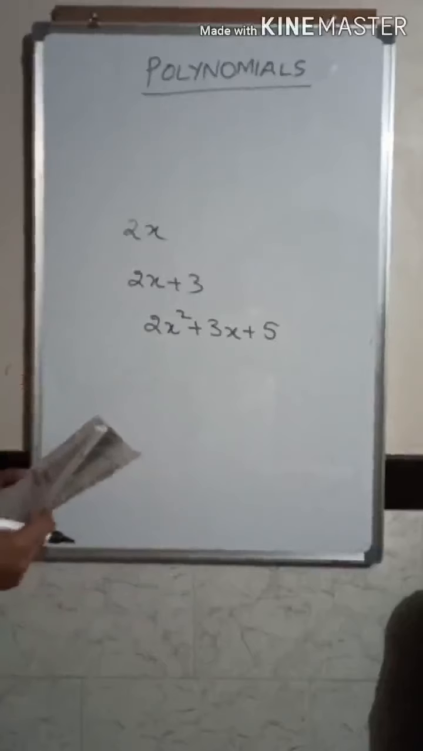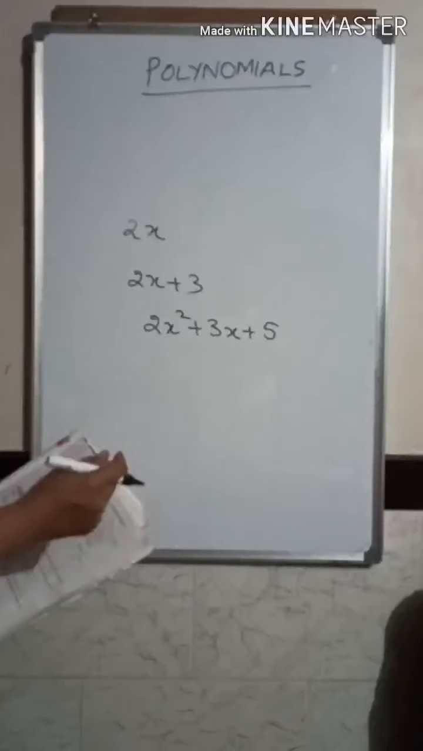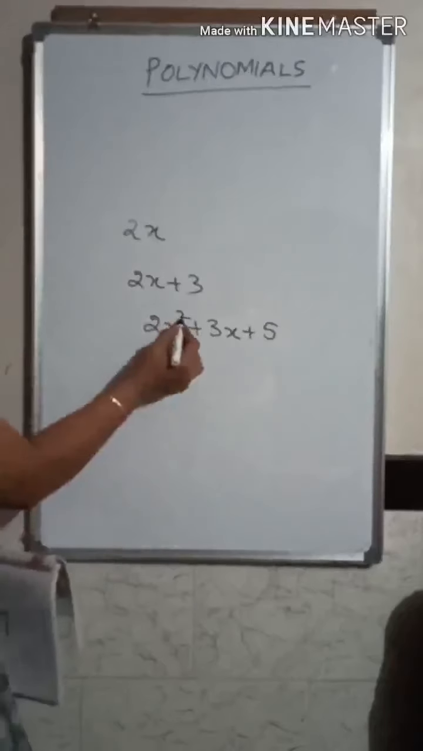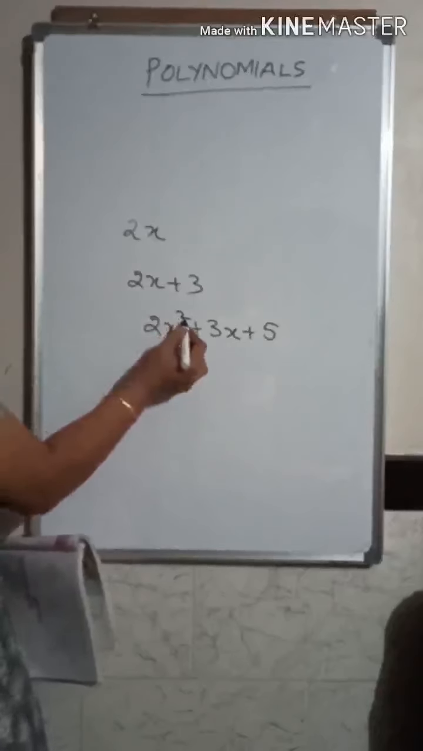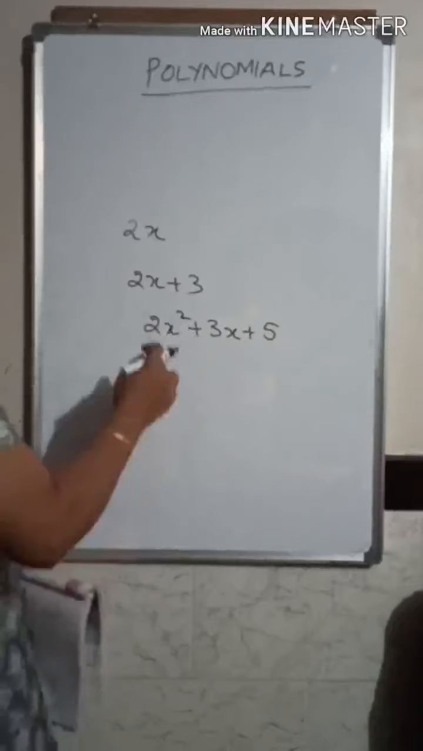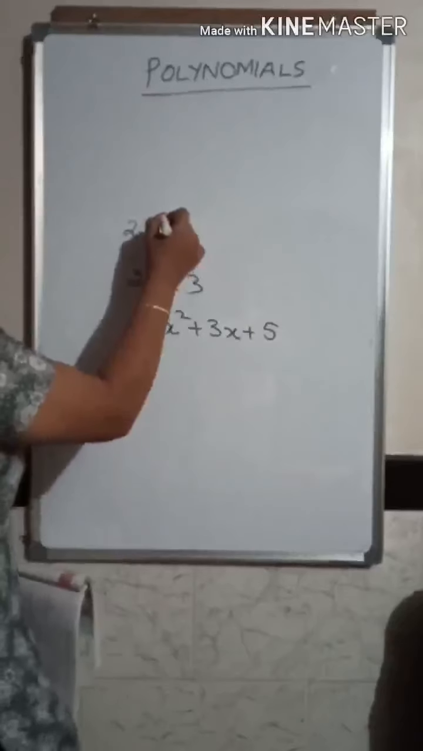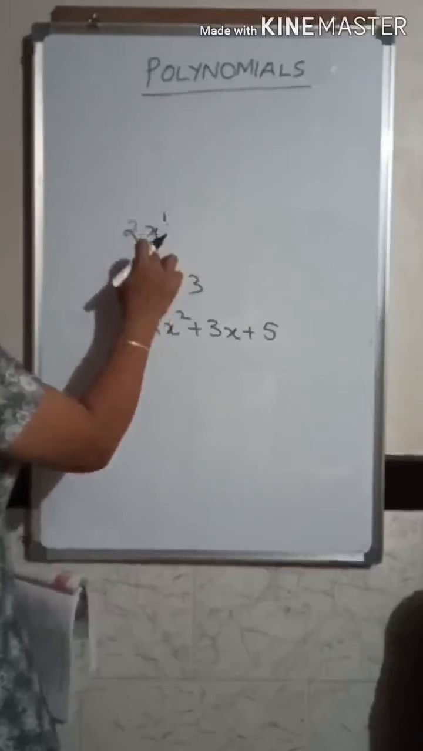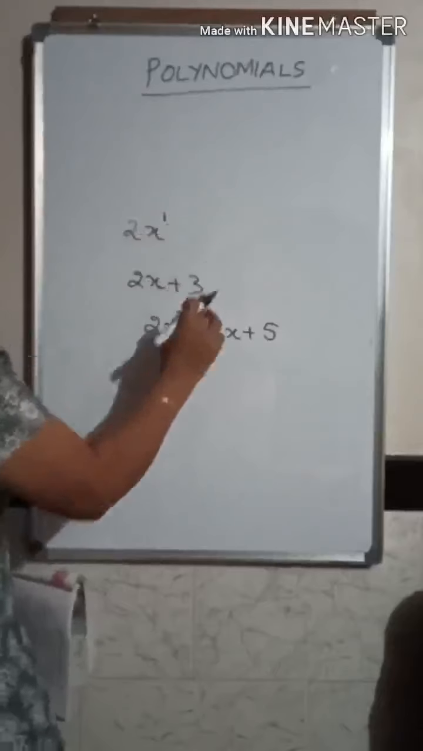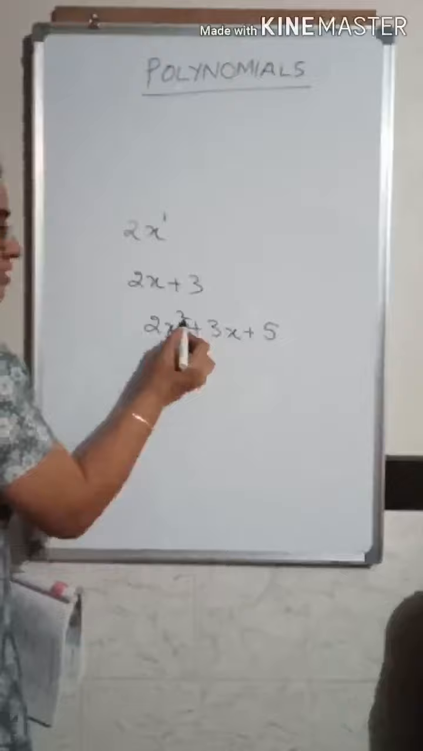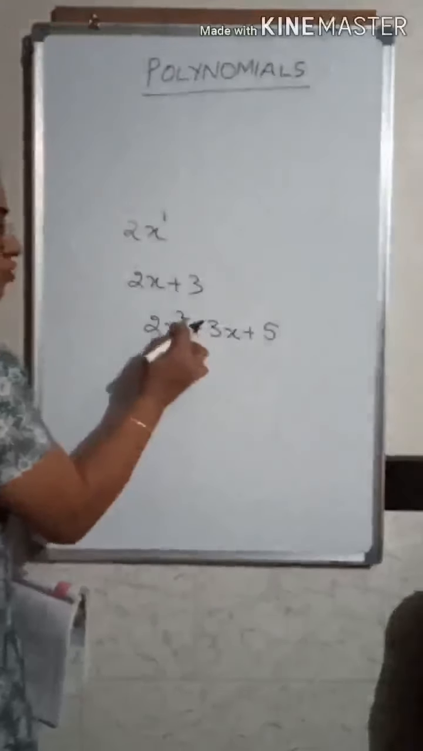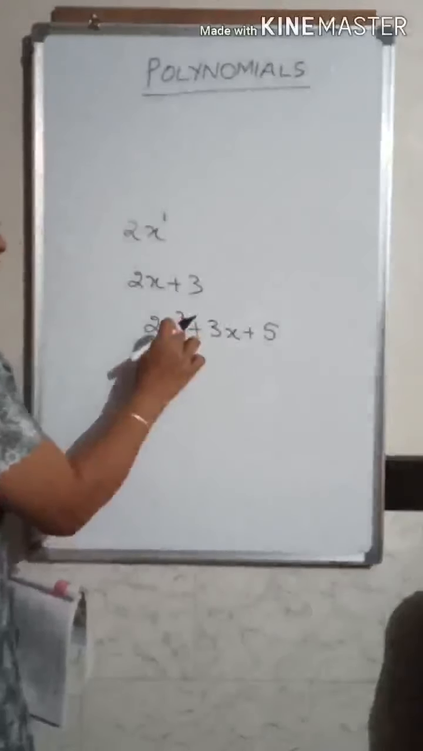Now next, what do you mean by the degree of a polynomial? The degree of the polynomial is the highest power of the variable. Whichever is the highest power of the variable, that gives you the degree of the polynomial. Now here, if there is no power, that means it is 1. So the degree of the polynomial here is 1. Now here you have a trinomial expression. Here the highest power of the variable is 2. So you call the degree of the polynomial 2.